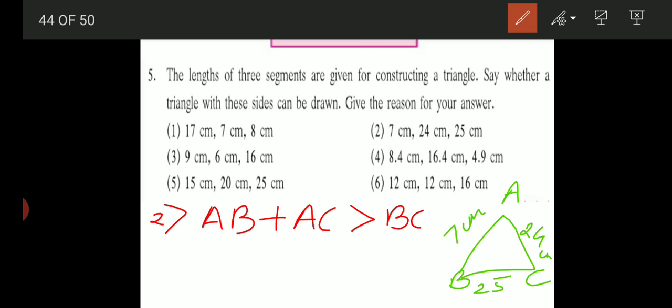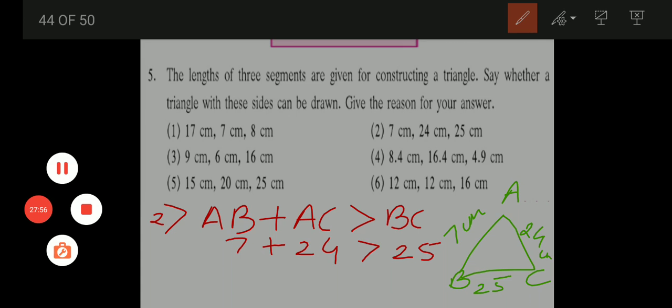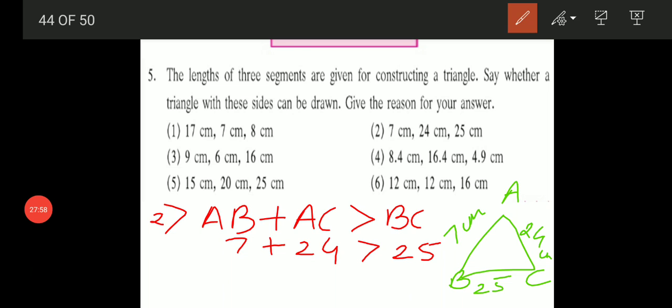Okay, so what is AB here? 7. AC is 24, which should be greater than BC, which is 25. Now when you add 7 to 24, you get the value 31. Okay, now 31 is greater than 25. Okay, so here what happens?